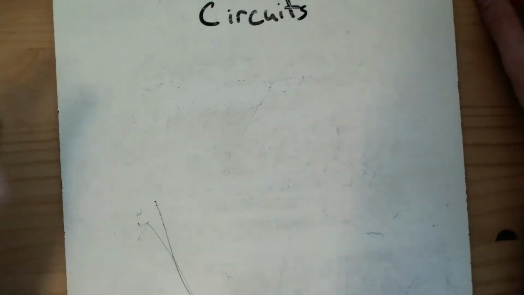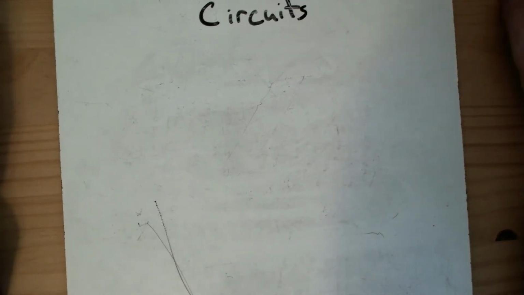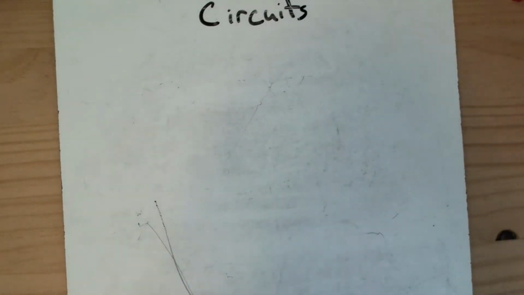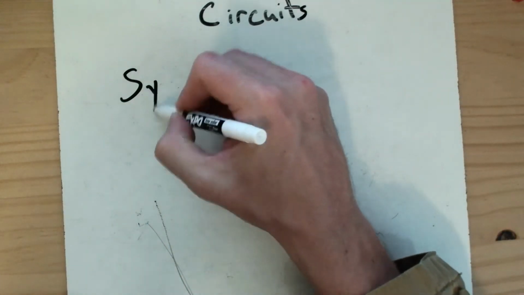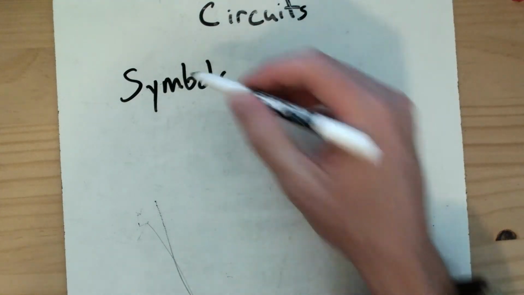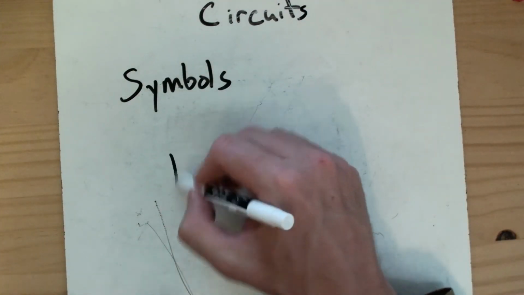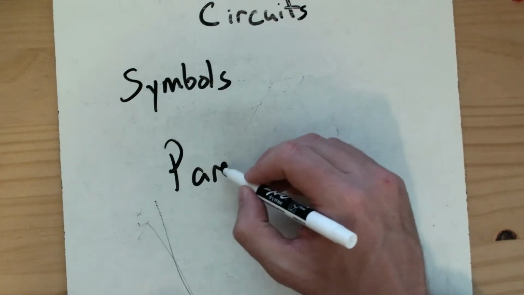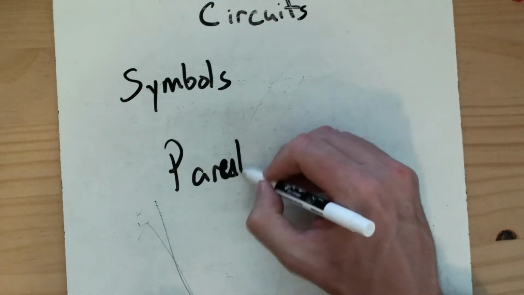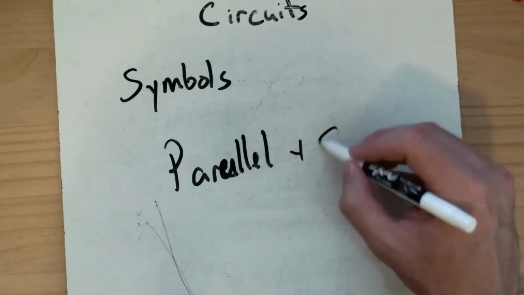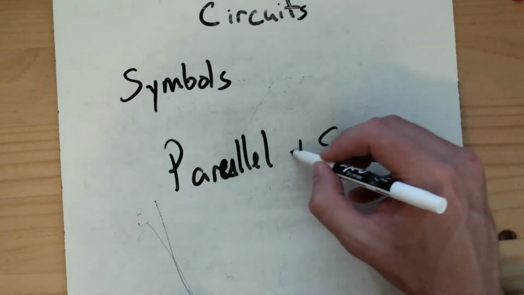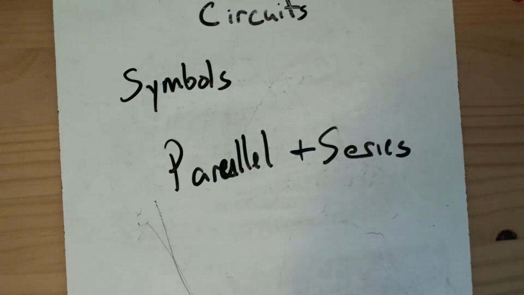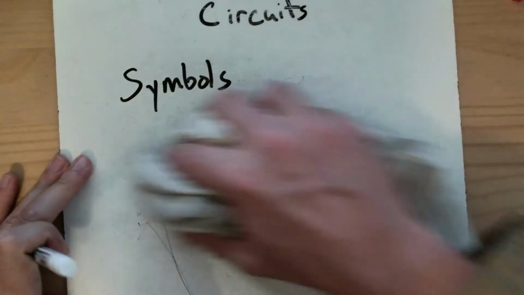Now, before I set you off on doing some of your own circuits, there's two things that we need to talk about. We need to talk about using the correct symbols for circuits, and we need to talk about two different ways of drawing circuits. So we have parallel circuits and we have series circuits. And so these are our last two things that I want to go over together as a group.